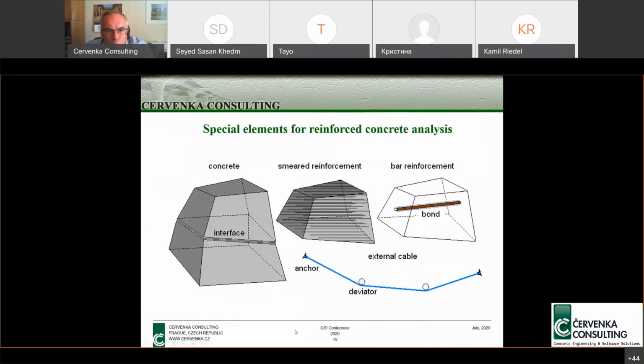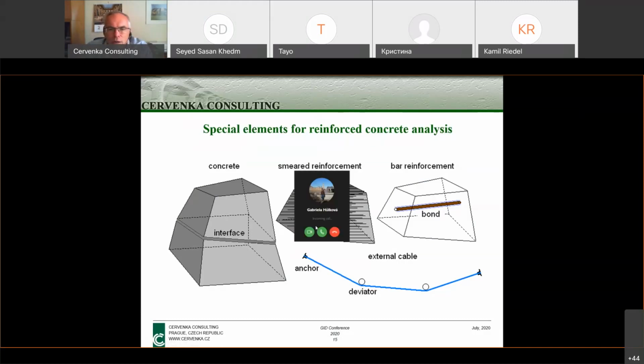So let's summarize the models we have in ATENA for reinforcement. So we have basically two models. One we call smeared reinforcement. That means you model the reinforced concrete as basically a composite material consisting of reinforcement in various directions, just defined as a reinforcement ratio, and a concrete. So this smeared reinforcement approach is, of course, good for cases when you have a lot of reinforcement and it would be very tedious to model each bar separately.